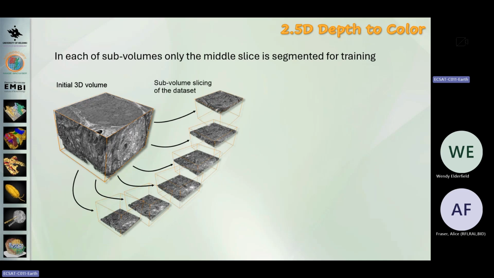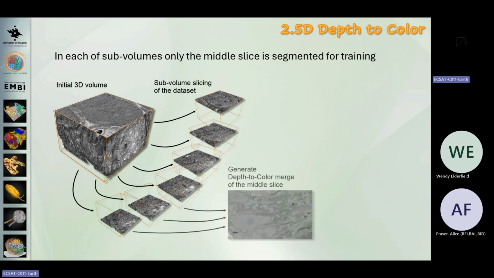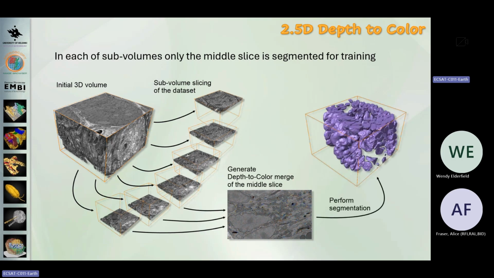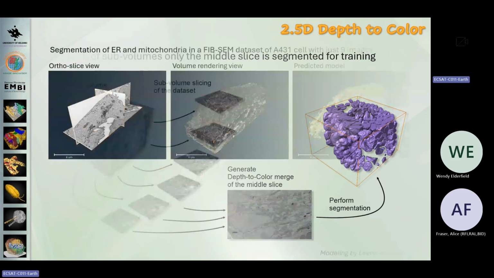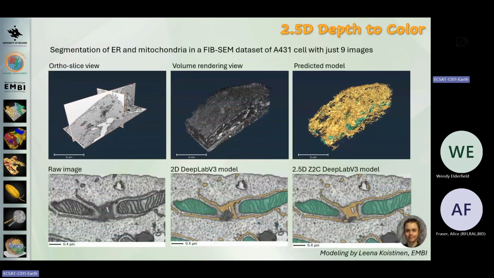So the amount of labor that you have to do is the same as doing 2D. Then you fuse this into a color channel image, and after that, you take it to your lovely network architecture. This way the network actually has a little bit more information about your structure, which is especially useful for volume EM. Then you can use this to do the segmentation of the bigger volume.